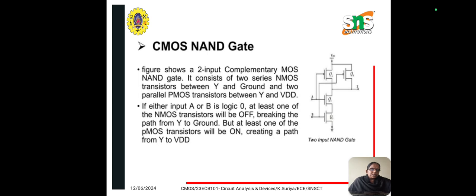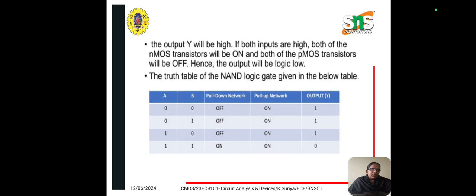Next one is CMOS NAND gate. Here the figure shows a 2 input complementary MOS NAND gate. So it consists of two series NMOS transistors between Y and ground and two parallel PMOS transistors between Y and VDD. If either input A or B is logic 0, at least one of the NMOS transistors will be off, breaking the path from Y to ground. But at least one of the PMOS transistors will be on, creating a path from Y to VDD.